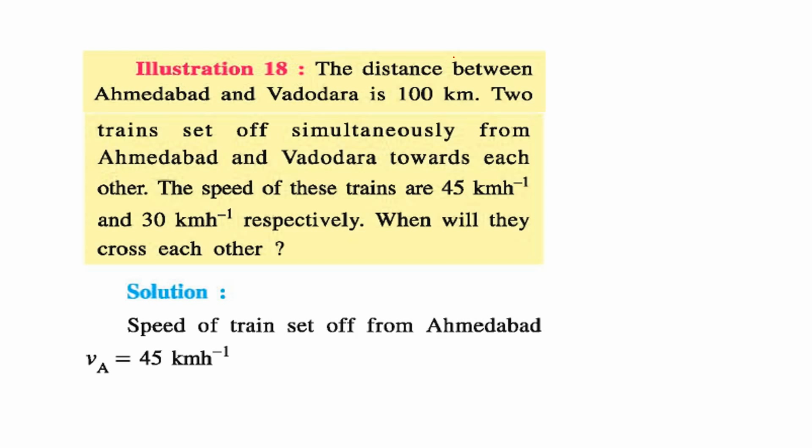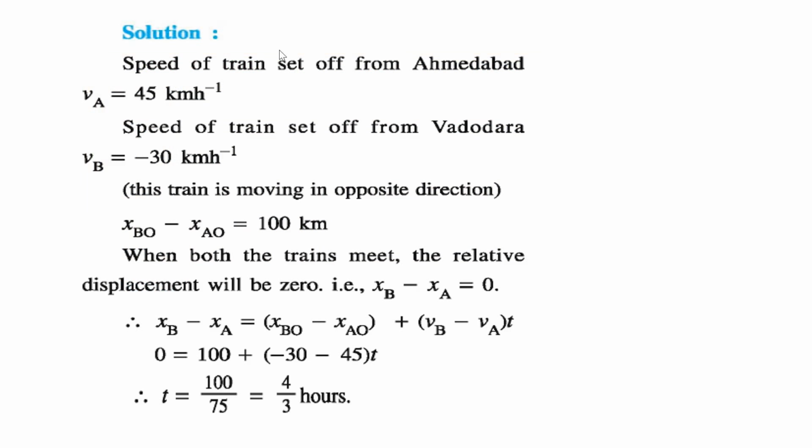The distance between Ahmedabad and Vadodara is 100 km. Two trains set off simultaneously from Ahmedabad and Vadodara towards each other. So Ahmedabad, Vadodara. One train starts like this, other train starts like this. The speed of one train is 45, the other is 30. When will they cross each other? So speed of the train which set off from Ahmedabad is VA, 45 km per hour. Then the speed of the train set off from Vadodara, we have to take in the opposite direction as minus 30.